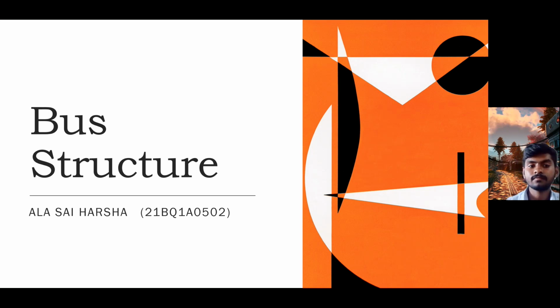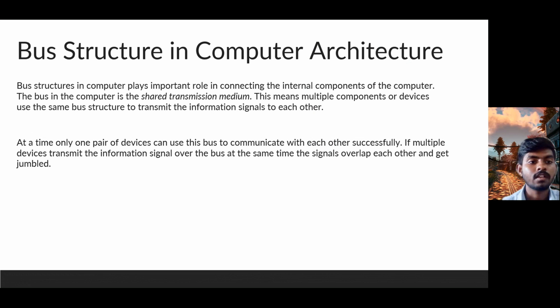Bus structure. Bus structure in a computer plays an important role in connecting the internal components of the computer. The bus in a computer is a shared transmission medium. This means multiple components or devices use the same bus structure to transmit information signals to each other.